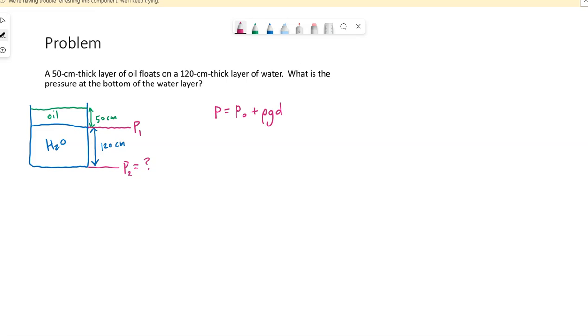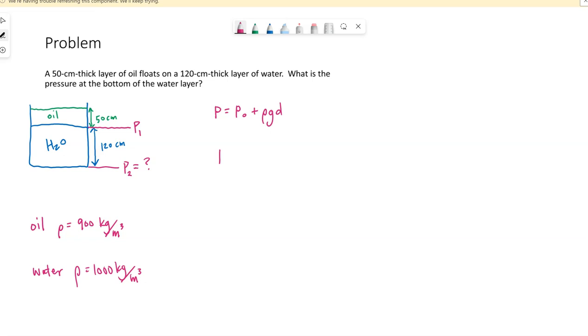Now again, I'm going to need density. So I'm going to go to the test notes, that table, page 3. It tells me the density of oil is 900 kilograms per cubic meter, and water is 1,000 kilograms per cubic meter.